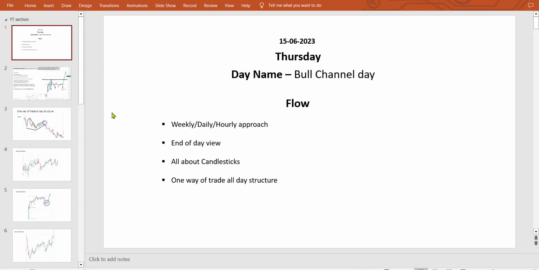15 June 2023, Thursday. Today is a day bull channel day. Mainly in the first half we see a bullish channel, and in the second half a bullish micro channel. Okay, let's go for the weekly approach.